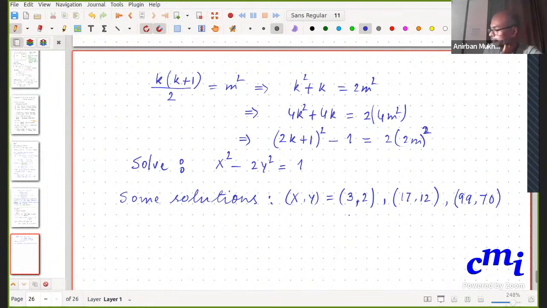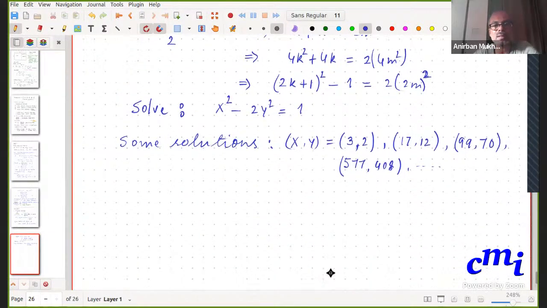And then the next solution is 577, 408. But if you use a computer to check this, it's not really too difficult. So these are the first few solutions. There could be many, could be infinitely many. We don't know now. We would know, of course, by the end of this discussion.